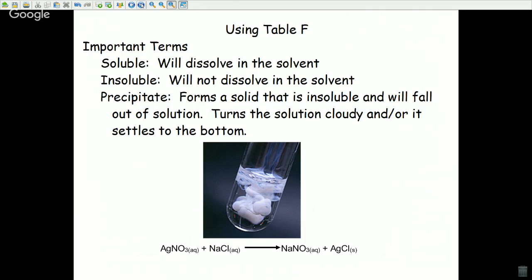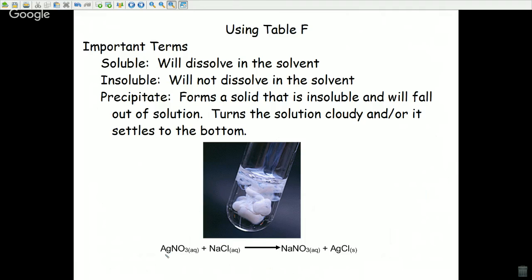Now, another chart that's very useful for solutions is table F. And there's some very important terms on table F. You have soluble, which means that it will dissolve in the solvent, and the solvent is water. If it's insoluble, it either has a very, very low solubility or it won't dissolve at all. And if it's insoluble, it will form a precipitate that will usually fall to the bottom. But it might stay in solution for a while before it actually does.